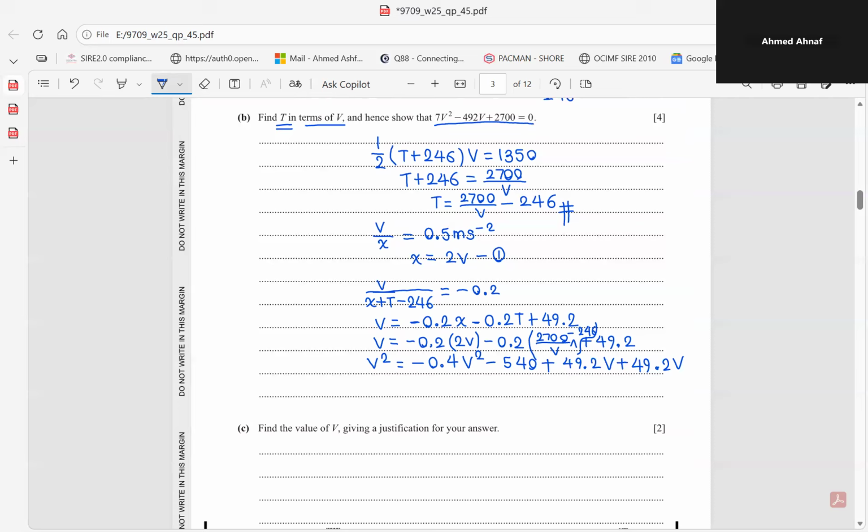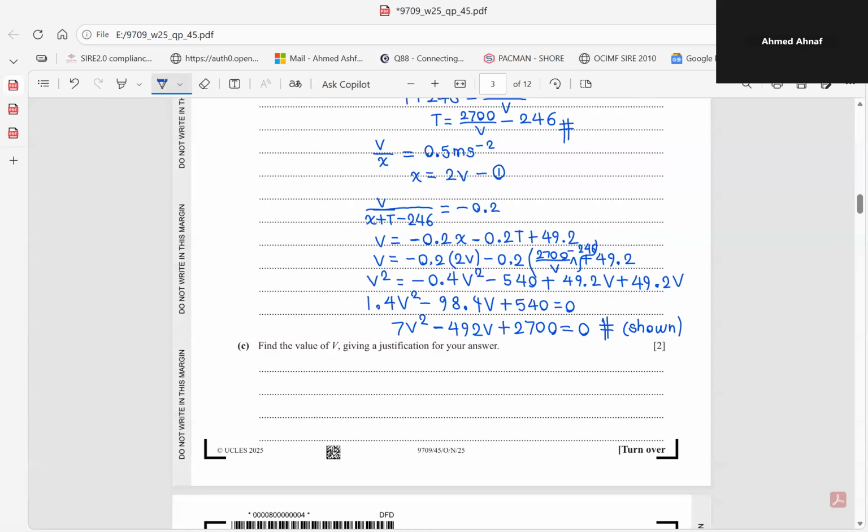So move that over, you would get 1.4v squared minus 49.2 times 2, 98.4v, plus 540 equals 0. And then simplifying, you must get 7v squared minus 492v plus 2700. So this would be our final answer. You can write shown. And let's move on to the last part.